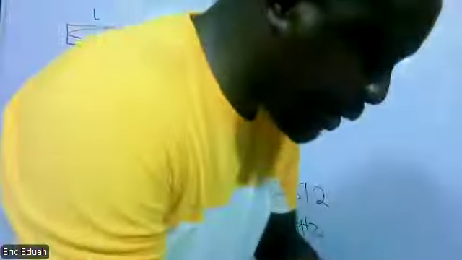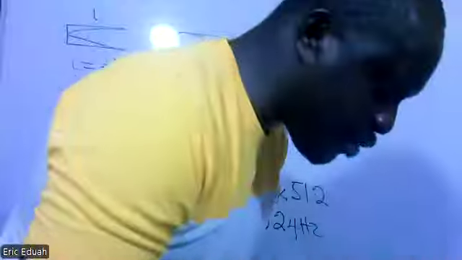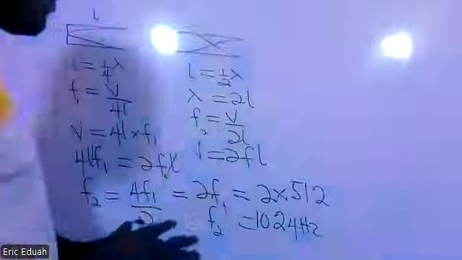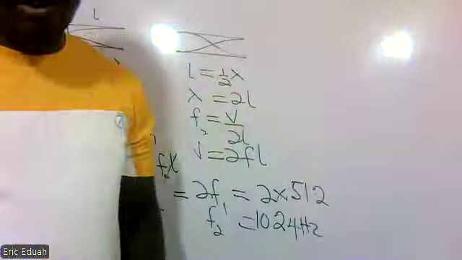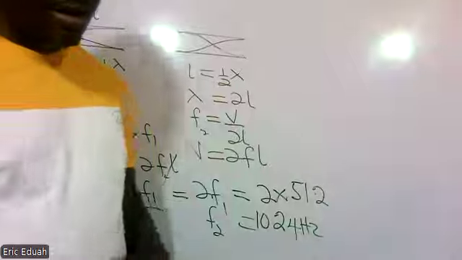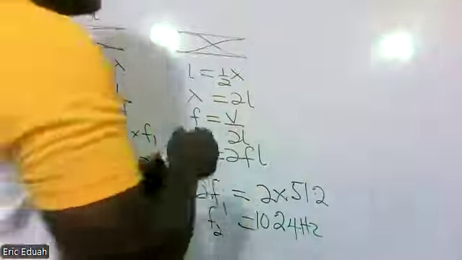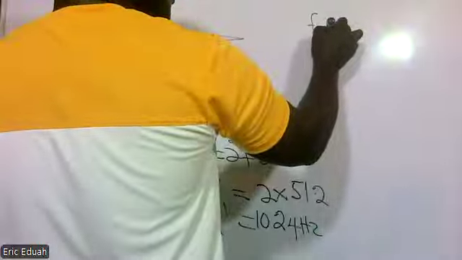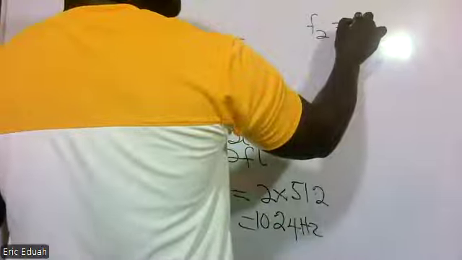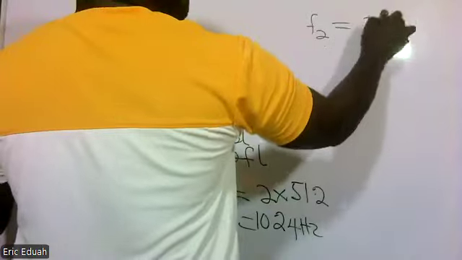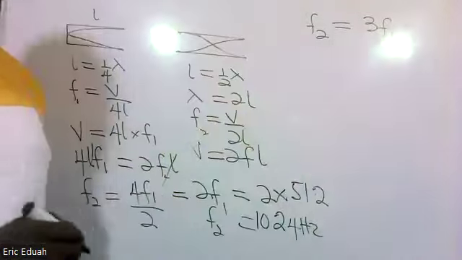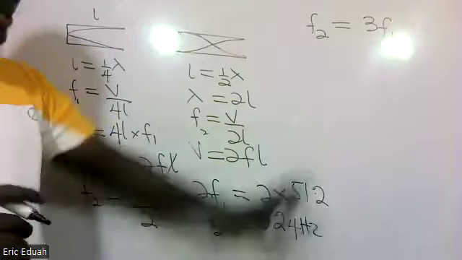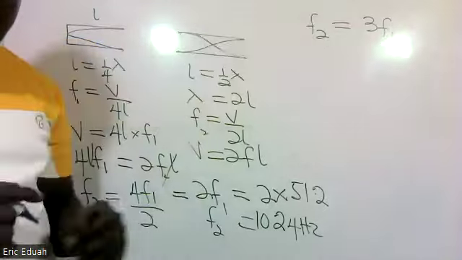Okay, so the first overtone in a closed pipe has a frequency. A closed pipe has odd harmonics. So the first overtone, which is F2, will be equal to 3F1 because this has odd harmonics. Please, is that clear?